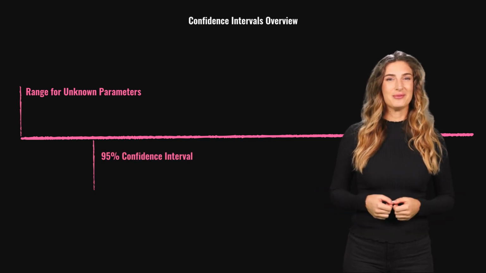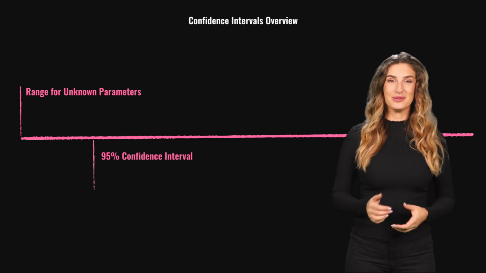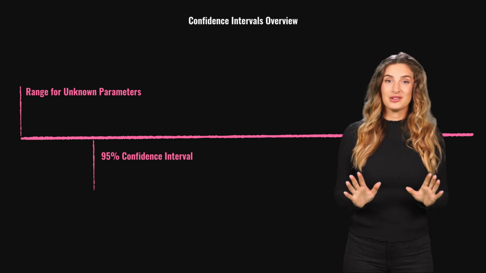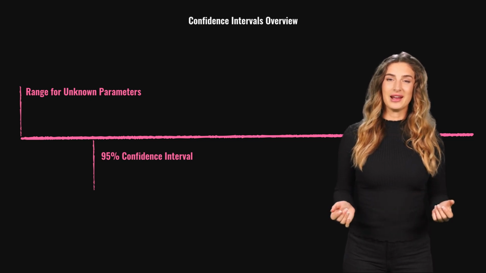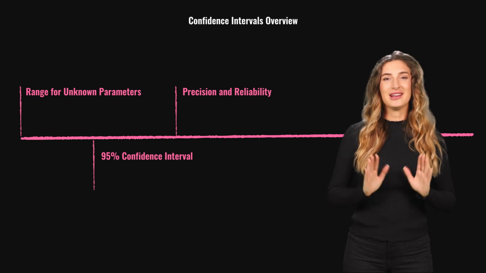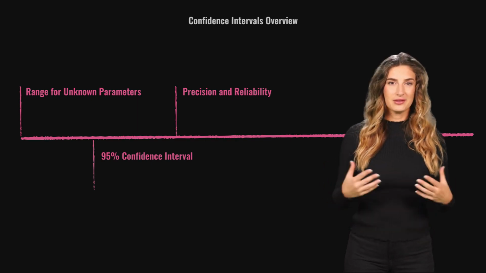A 95% confidence interval implies that 95% of such intervals will contain the true parameter. This concept is crucial in statistical inference, providing a measure of precision and reliability in estimates, especially when theoretical distributions are unknown or hard to compute.